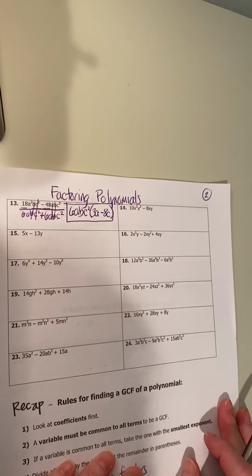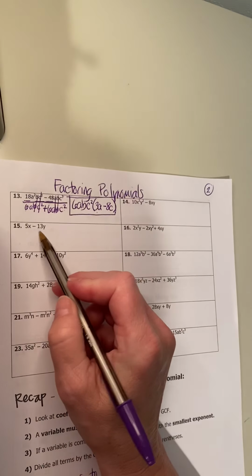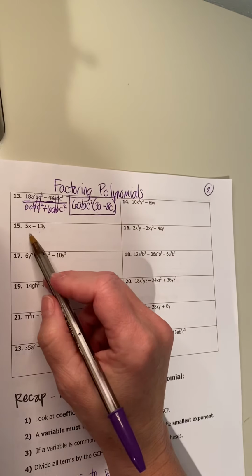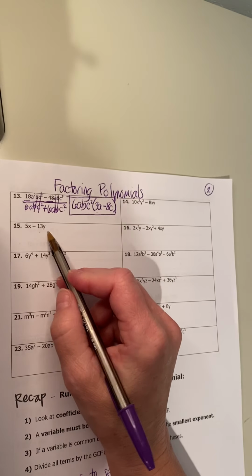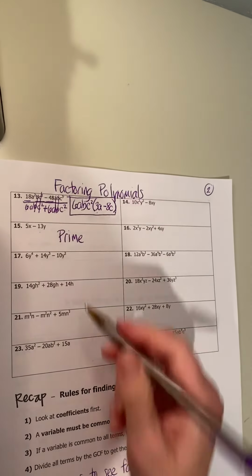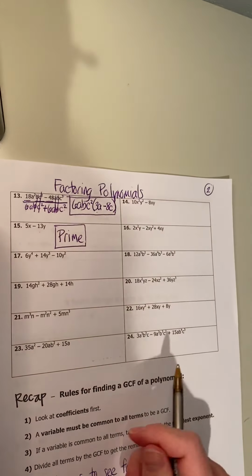I'm looking at number 15. Number 15, 5 and 13 do not have a common factor. Both of those numbers are prime. X and y are not the same. So this is prime. There is nothing you can factor out of it, and you would just write prime as the answer.